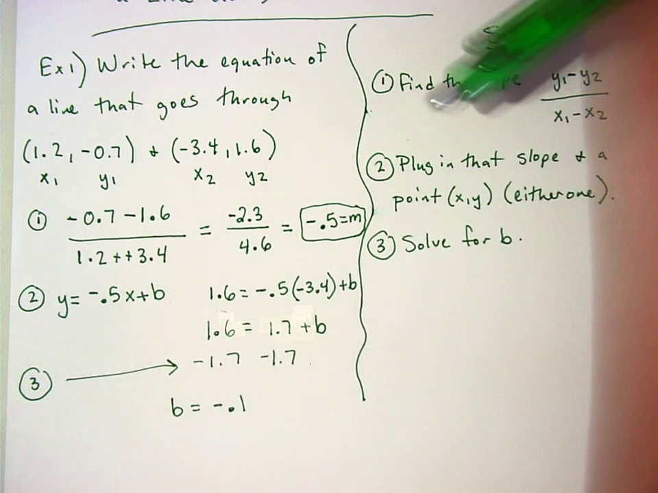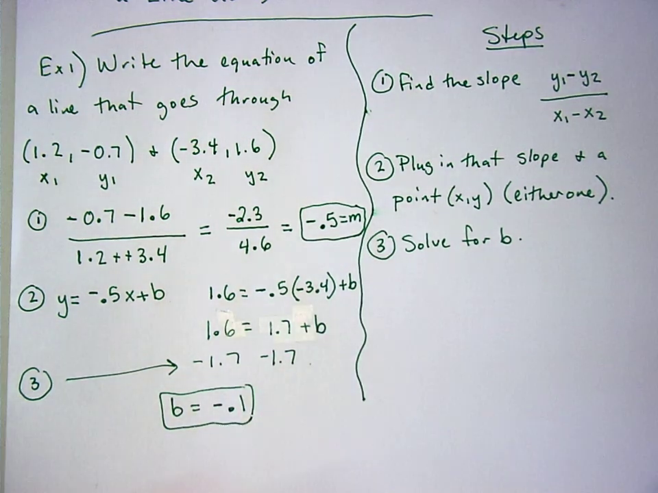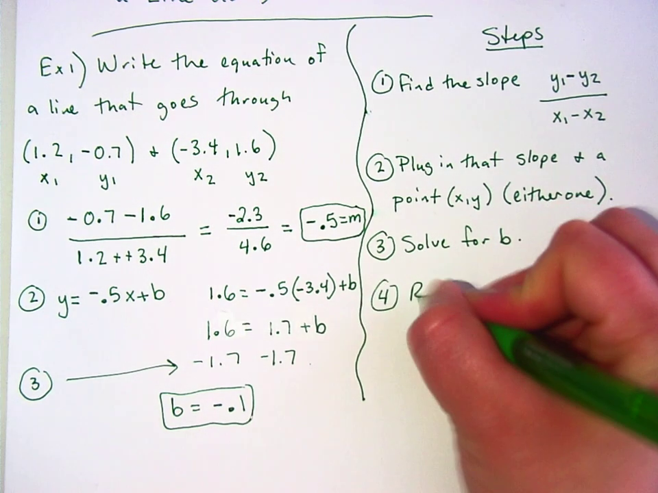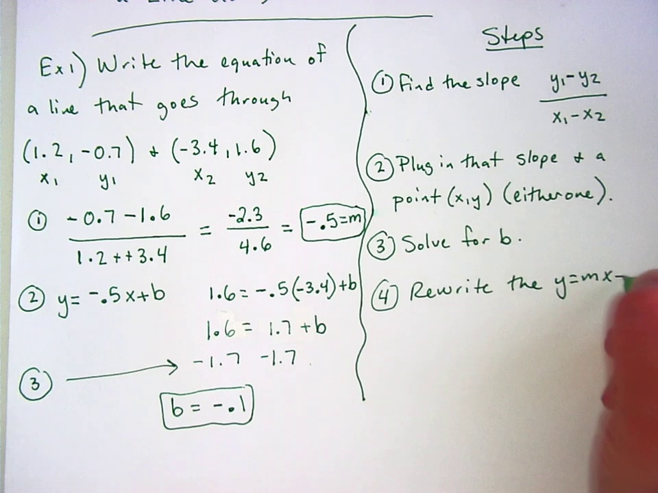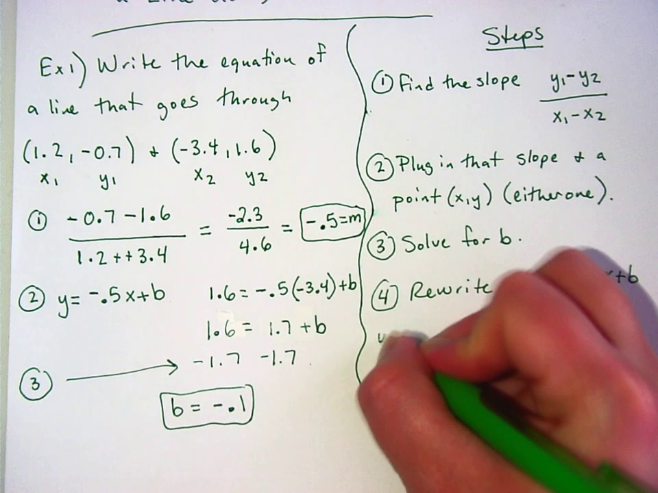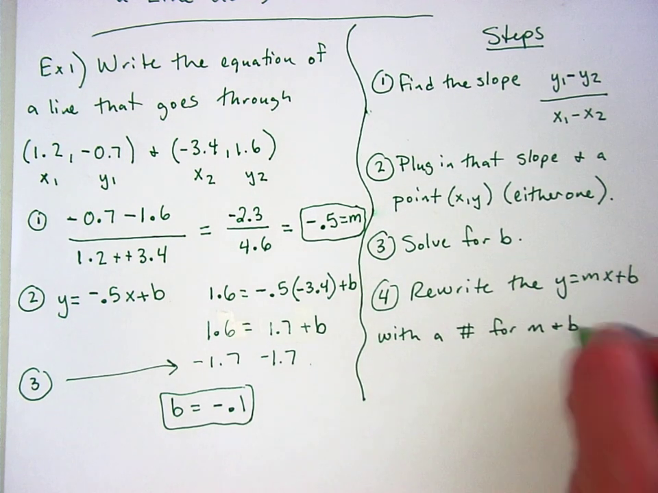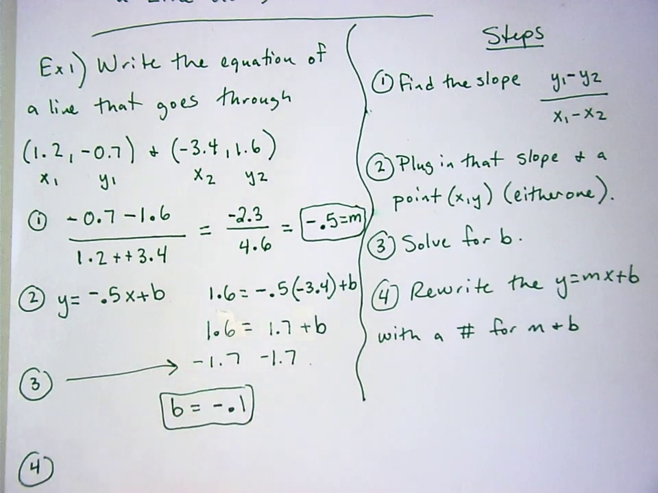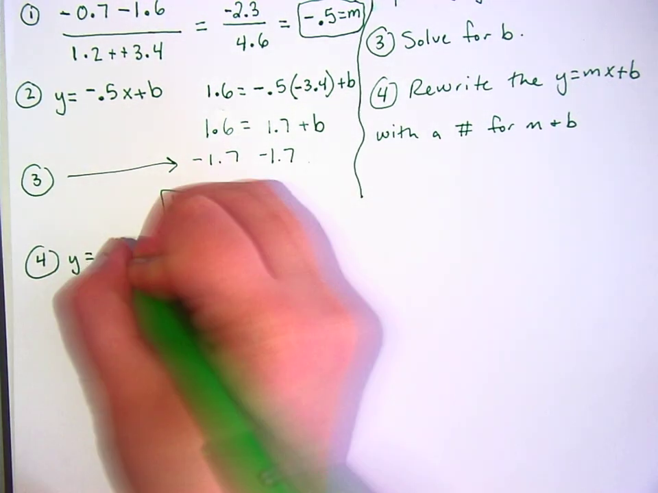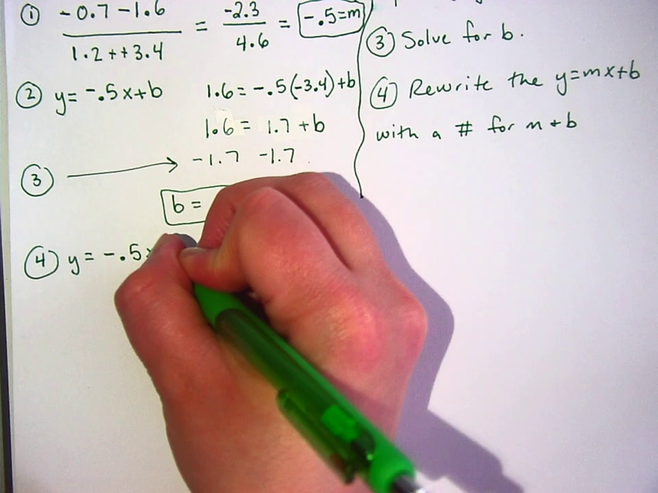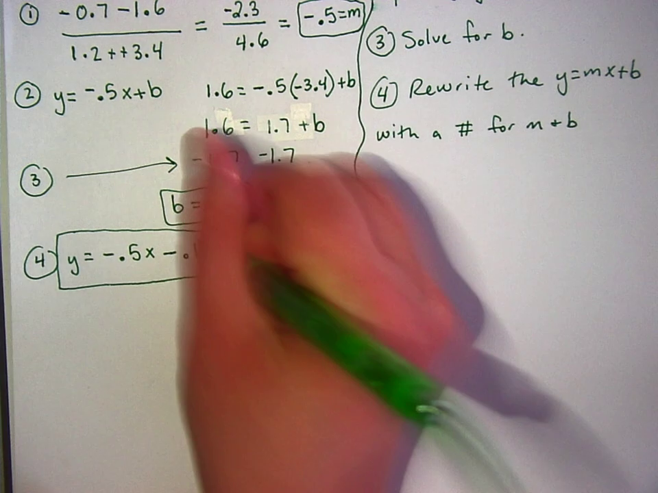Okay, are we done? We have an m, we have a b. Yes, the last step is to write the equation. So I'm going to rewrite the equation. Rewrite the y equals mx plus b with a number for m and b. So my step 4 down here is y equals negative 0.5x minus 0.1, or you could say plus a negative 0.1, and this is my final answer.